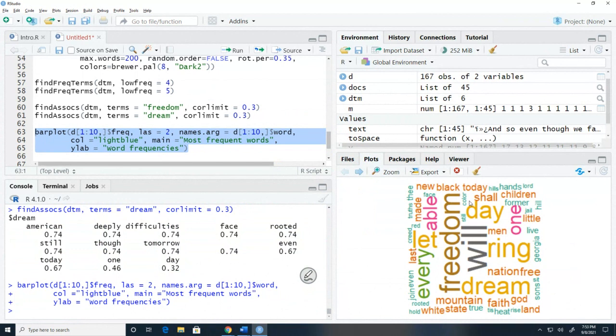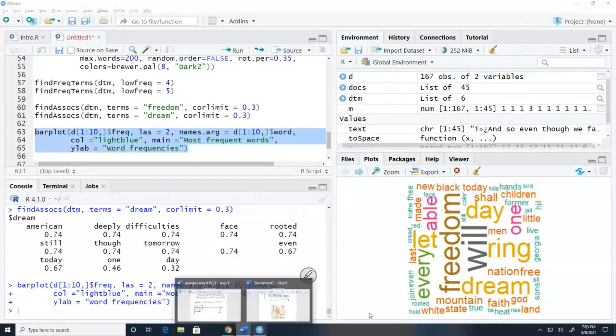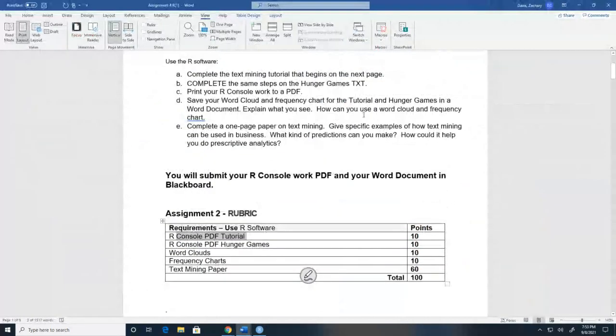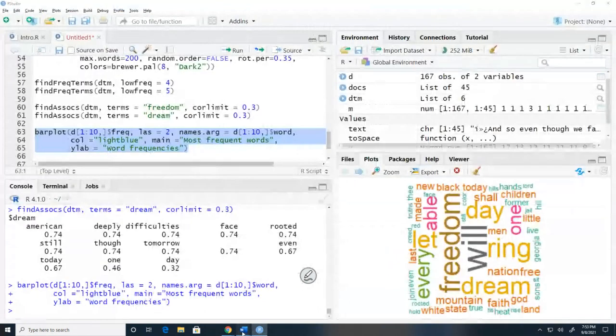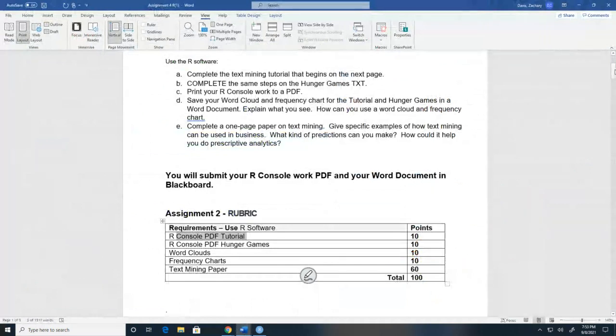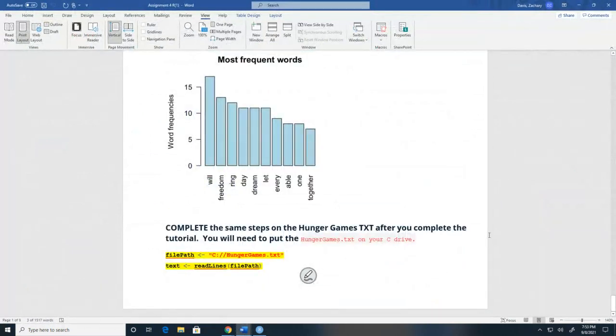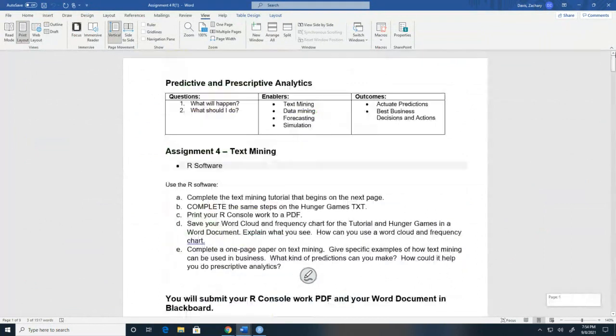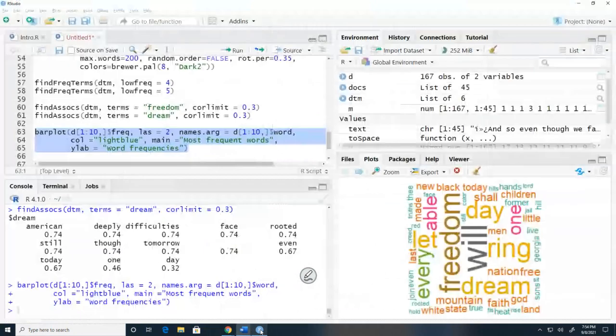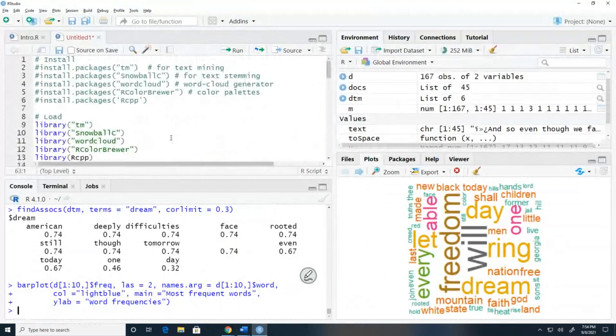Hey, Professor, do you care if the visuals are PDF or not, or can we just save them as Word when we upload? Does that matter? If you want to save them in the PDF with the source code and keep your essay in another, that's fine. You may want to keep them in the Word document because you'll want to explain what you see. But it's really up to you. So then the second part of the assignment is to download the Hunger Games text and do that part. You'll have to read the text in. You'll have to modify some of the code a little bit. Not too much, though.